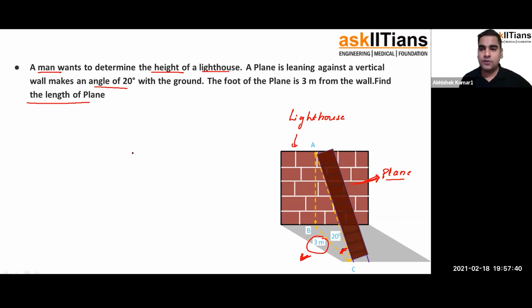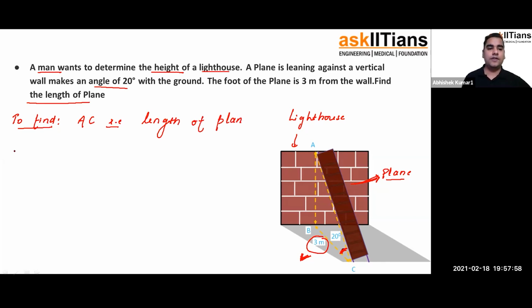So we will look for the trigonometric ratios which are going to relate them. So what do we have to find? We have to find AC, that is length of plane. Understood? So the solution is, we know that the trigonometric ratio which can relate base and hypotenuse, there are two trigonometric ratios. One is cos and the other is sec. You can use any one of them. You just have to make sure your calculation is correct, nothing else.